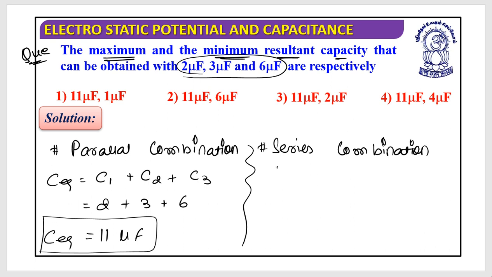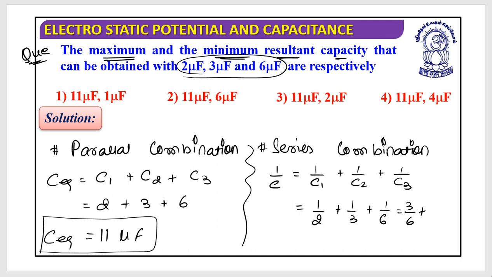What I can have is 1 by C equals 1 by C1 plus 1 by C2 plus 1 by C3. And when it is something like this, it's 1 by 2 plus 1 by 3 plus 1 by 6. So I can have 3 by 6 plus 2 by 6 plus 1 by 6. So this is 6 by 6, and that would be equal to 1 microfarad. So this will give me a minimum capacity, and this will give me a maximum capacity.